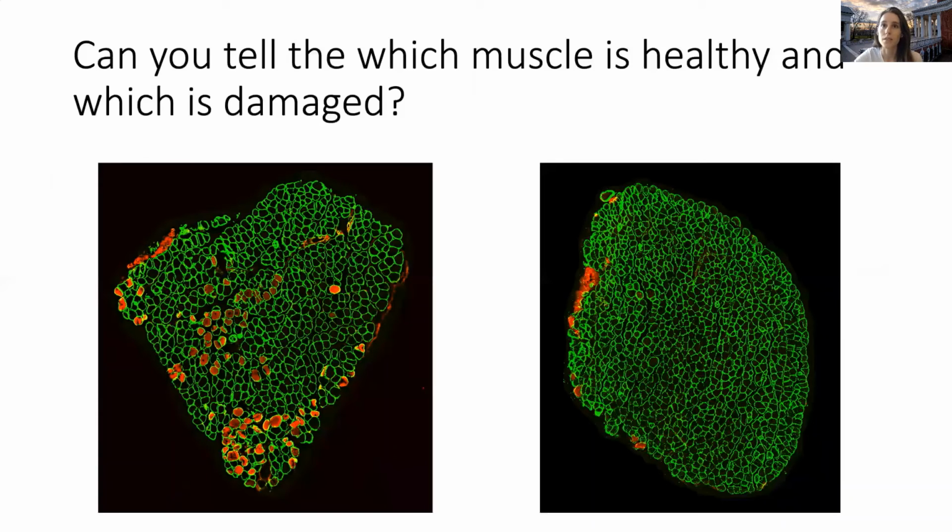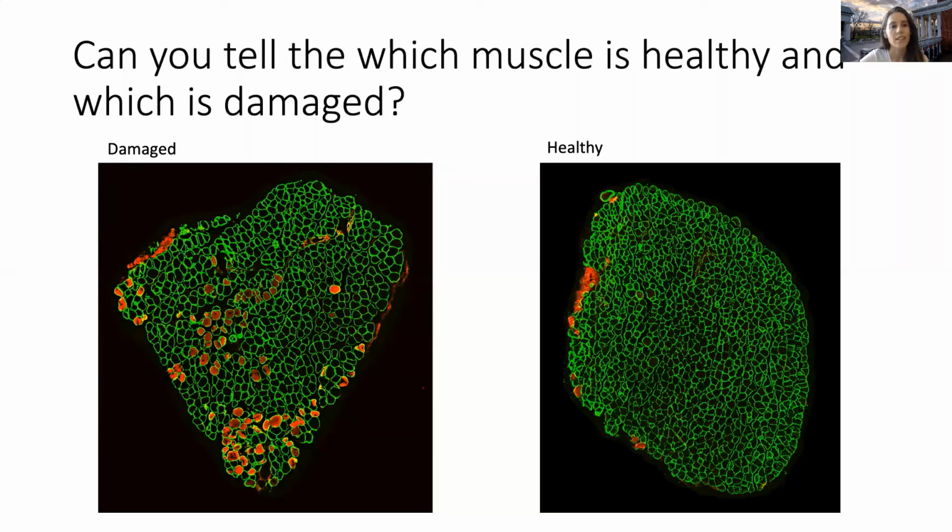A little bit of an exercise for you to try out is, can you tell which muscle is healthy and which one is damaged? These are using the same stains, the laminin for the fiber border and the Prussian for the damage. I'll give you a sec, or you can pause the video.